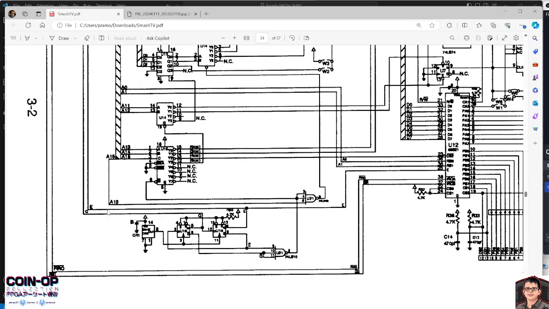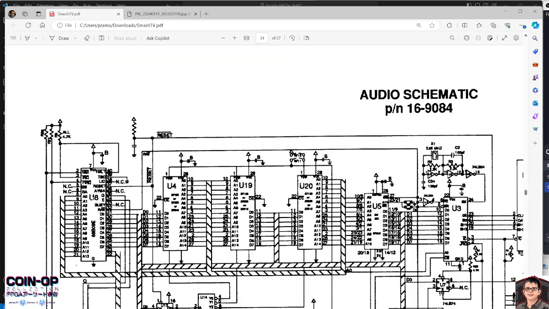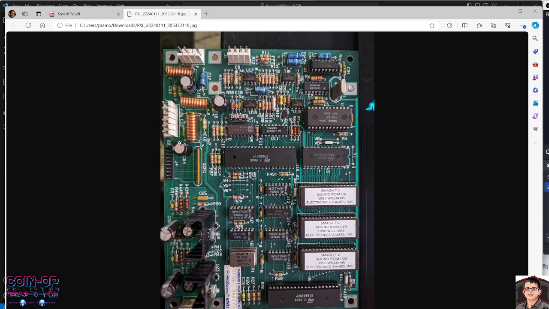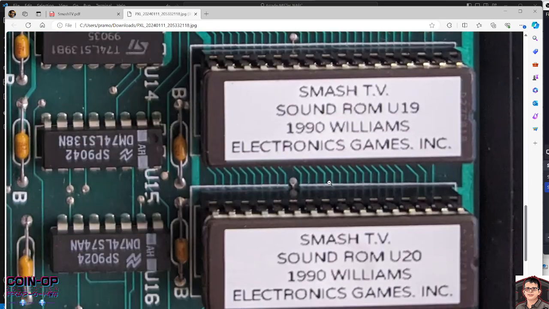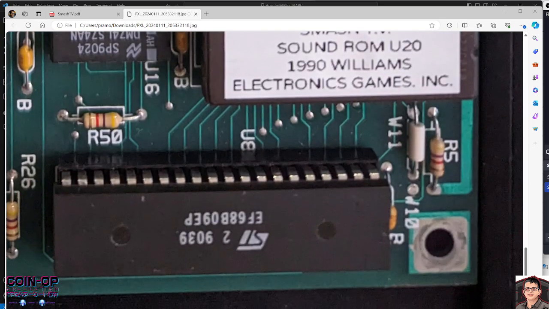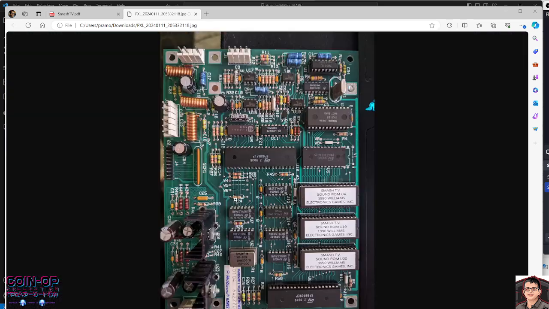Okay, so let's start at the top left-hand corner. We're talking about a chip called U8. What is U8? Let's take a look at this. Where is U8 found? Here is U8, right here. And that is the 6809 processor. So right off the bat, you know that this board has a 6809 processor.